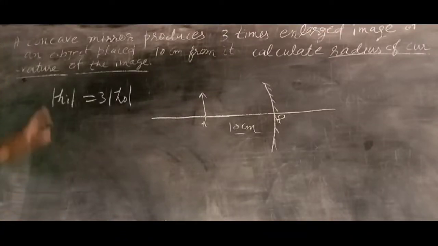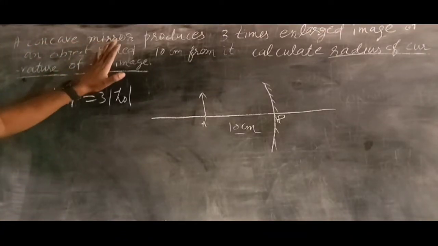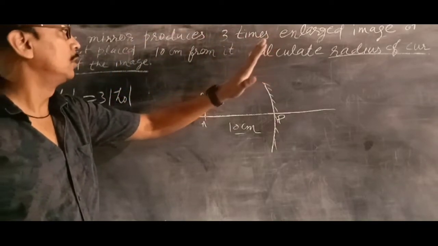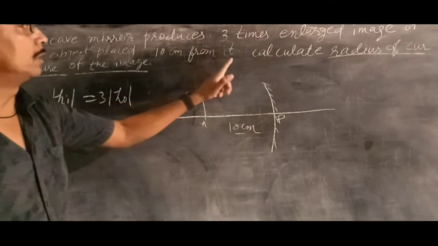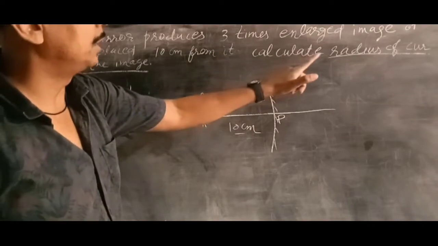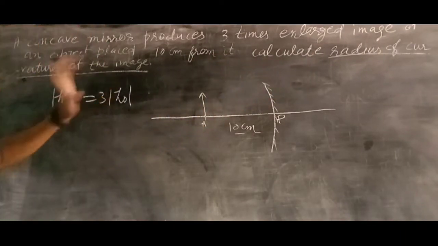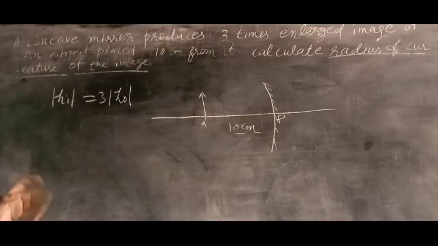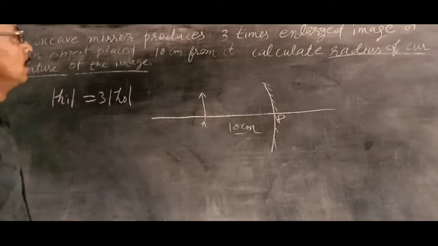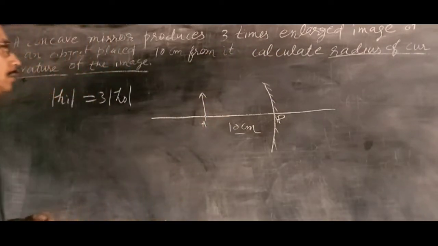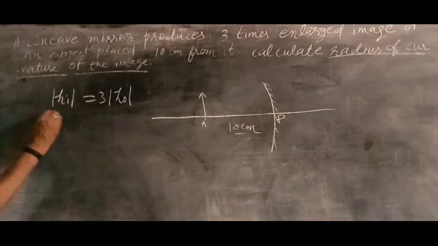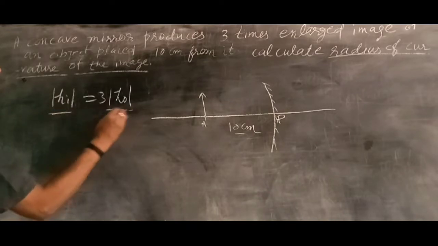In this problem, a concave mirror produces 3 times enlarged image of an object placed 10 centimeter from it. Calculate radius of curvature of the mirror. First of all, we see that it is given the 3 times enlarged image. It means the size of the image is 3 times the size of the object.